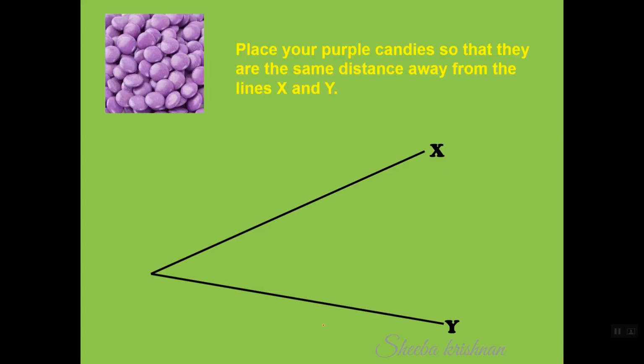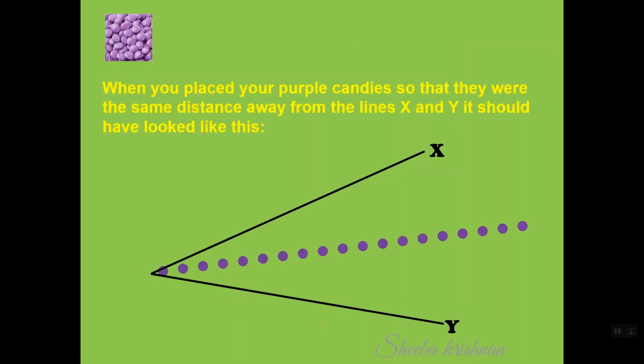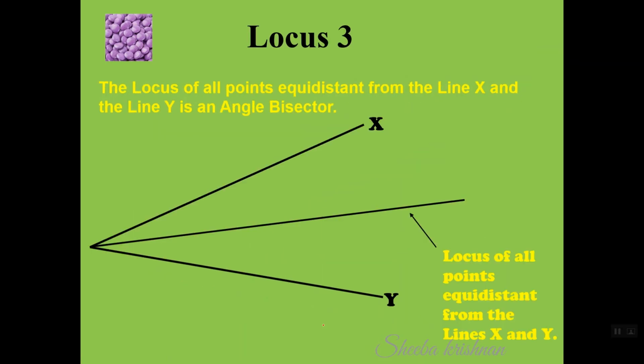Place these candies so that they are the same distance away from the lines X and Y. When you place the candies so that they were the same distance away from the lines X and Y, it should have looked like this. The locus of all points equidistant from the lines X and Y is an angle bisector. This is the angle bisector. Locus of all points equidistant from the lines X and Y.